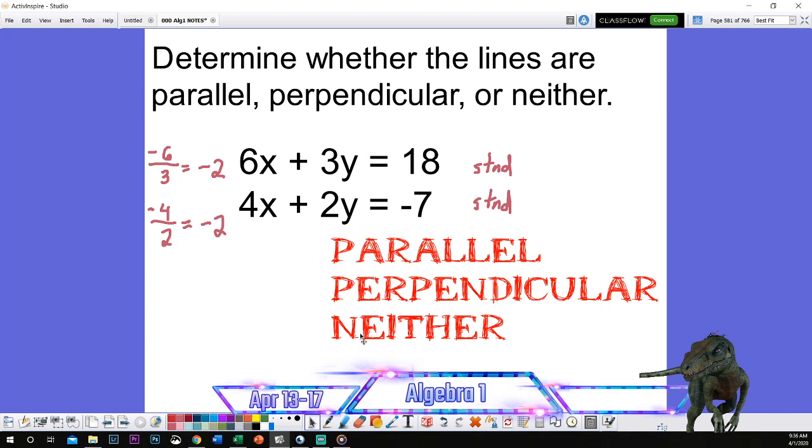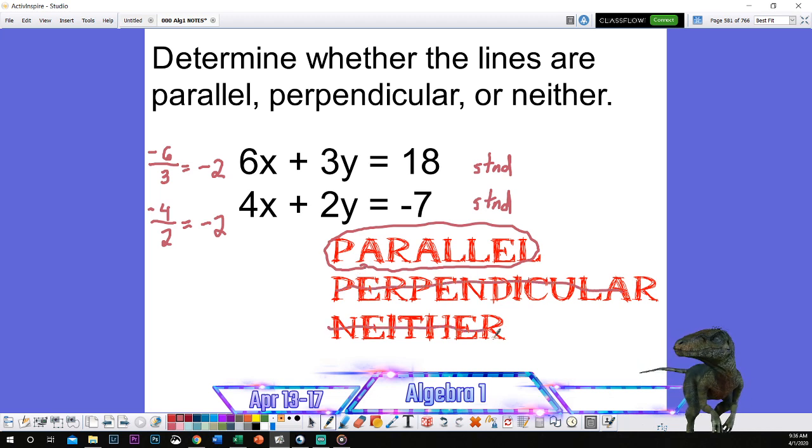Are these slopes the same? You hopefully said yes, they are the same. So you circled parallel, and then you knew it could not be either of these. And that's all there is to it.